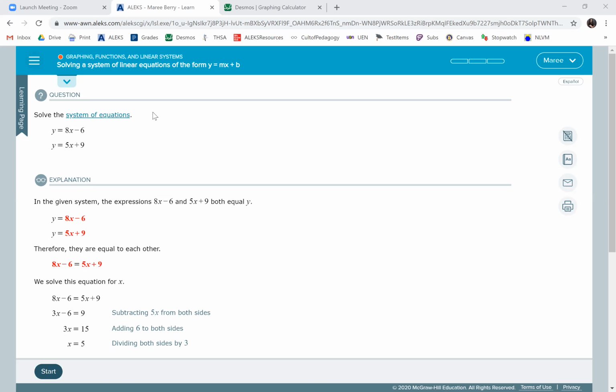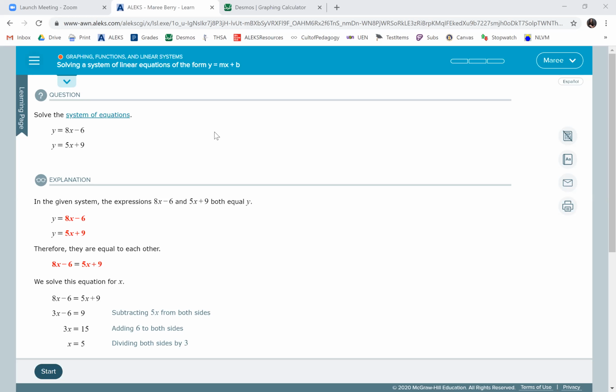So if two lines do not intersect, they're parallel, and there will be no solution because the solution is where they intersect, and parallel lines don't intersect. If two lines are exactly the same, then there'll be an infinite number of solutions because each line has the same points on it.